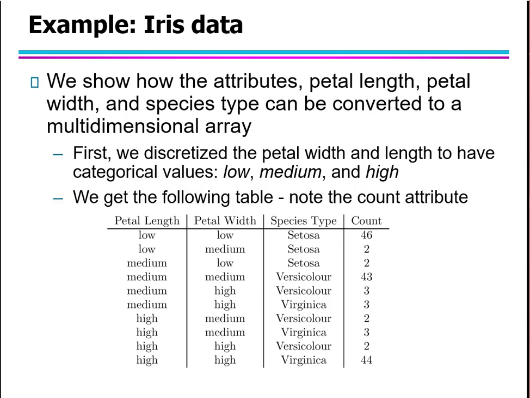Example iris data. To illustrate how to create a multi-dimensional array, let's use this iris data. We will use petal length, petal width, and species type as our dimensions. First, we discretize the petal width and length to have categorical values: low, medium, and high. This gives us a table with a count attribute, as shown here.